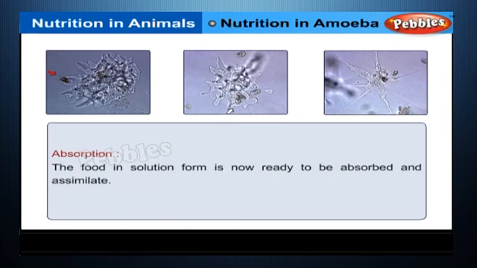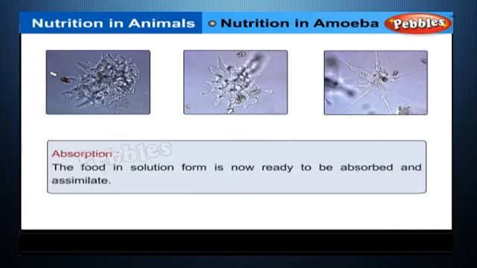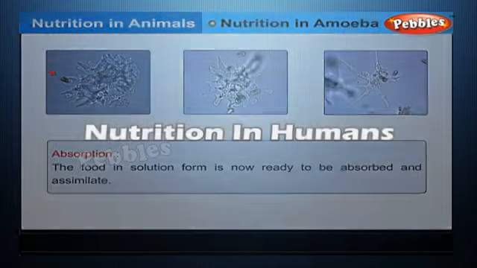Digestion. In amoeba, digestion is very simple and direct. Once a prey is engulfed, certain chemicals called enzymes are released into the food vacuole. Enzymes, along with other digestive juices, break down the food, forming a solution. Absorption. The food in solution form is now ready to be absorbed and assimilated.